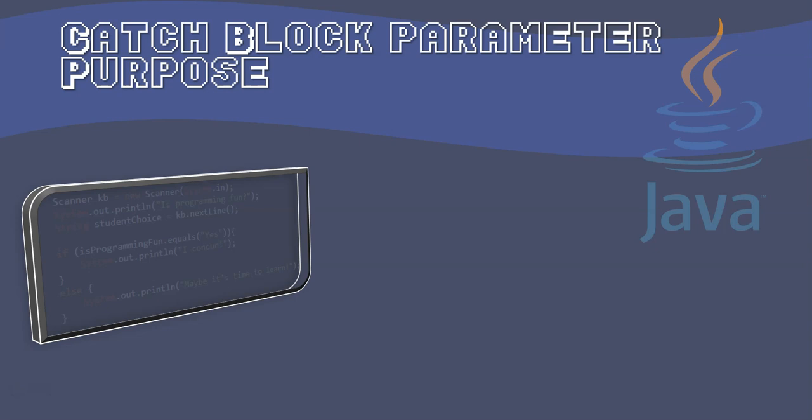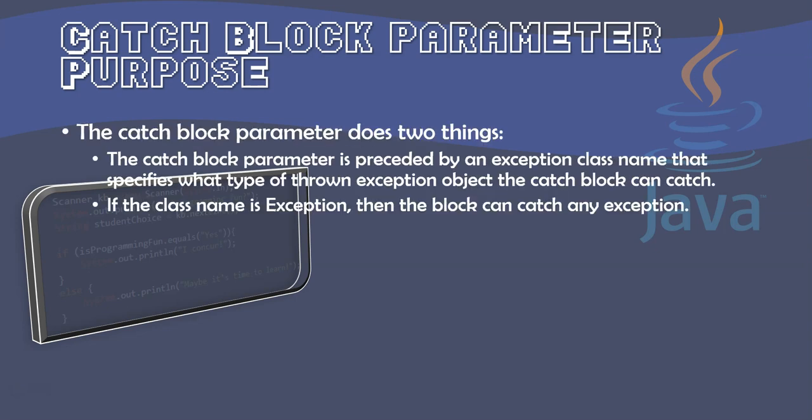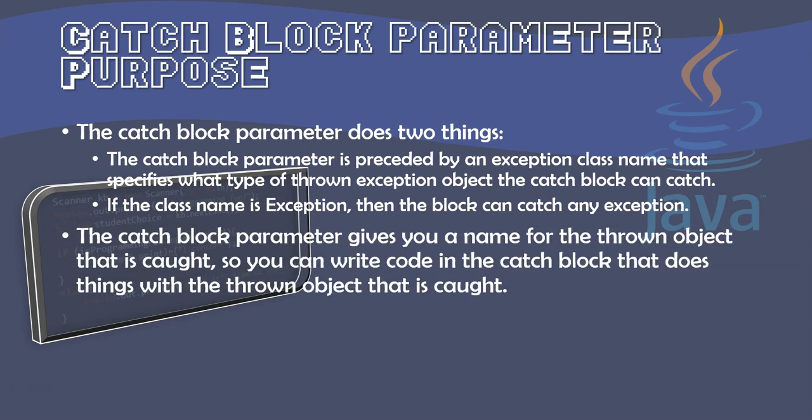Now, what is the purpose of having this parameter here? Well, it's going to ultimately do two things for us. The catch block parameter is preceded by an exception class name that specifies what type is thrown. If the class, of course, is called exception, it can handle any exception. And again, we're going to look later at how to do this for more specific ones. And the catch block parameter is going to give us a name for the thrown object that's caught, so we can then write code in that catch block that does things with it. So, for example, we call it E, and then we were able to do E.getMessage, so we were able to print out some of that stuff.